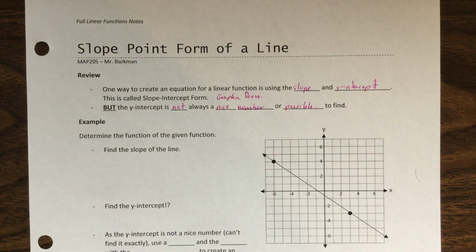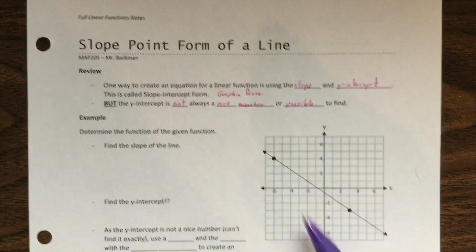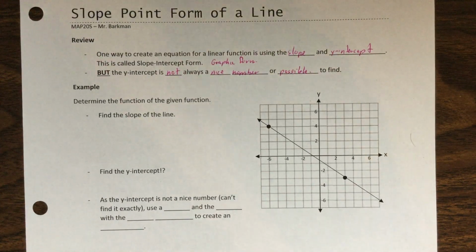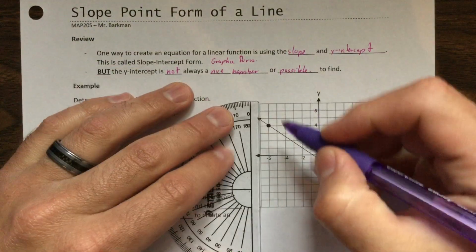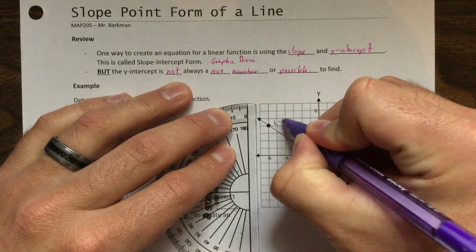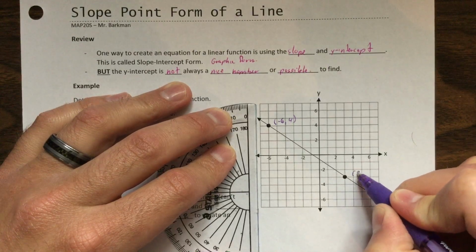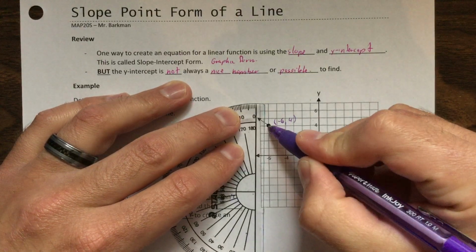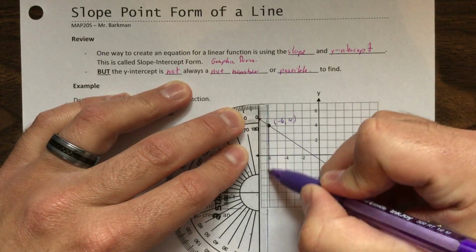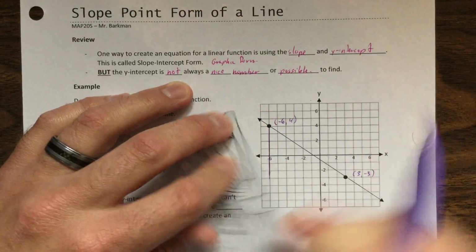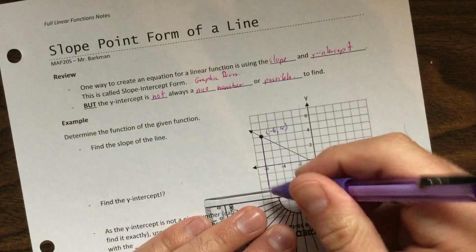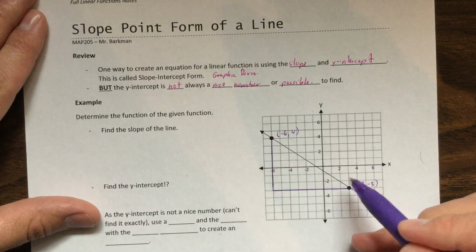So let's go through a little bit of review here. Let's describe this line right here. First things first, we want to find the slope of the line. Slope is just rise over run, and we have 2 points here: this point at -6, +4, and this point at +3, -3. I will draw a little triangle to represent our rise and our run. We always start from left to right, so we're going to start here.